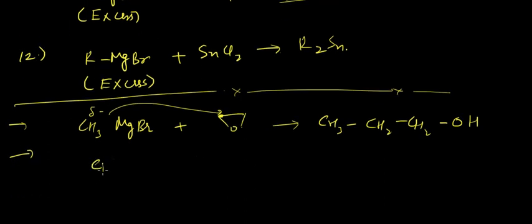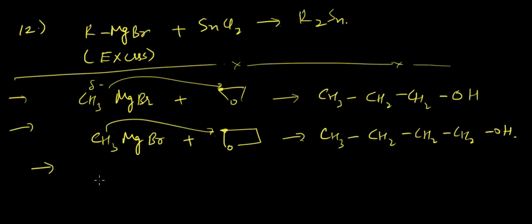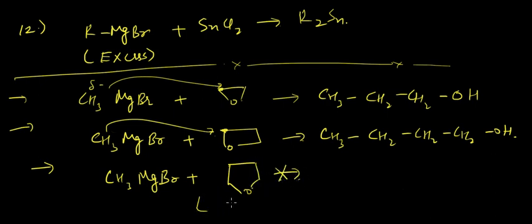What happens when we react CH3MgBr with this? So we'll be getting again something like this. And what actually happens when we react CH3MgBr on this? So no reaction would take place because this epoxide is already stable. This won't undergo a reaction with the Grignard reagent.